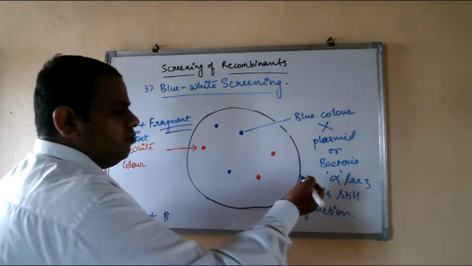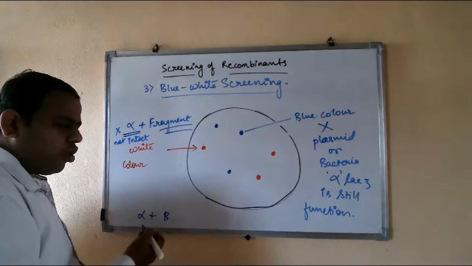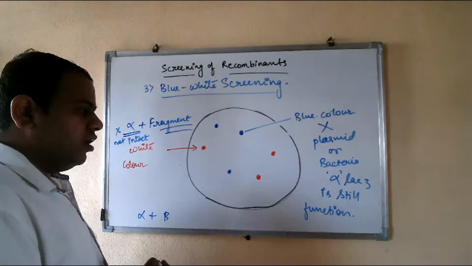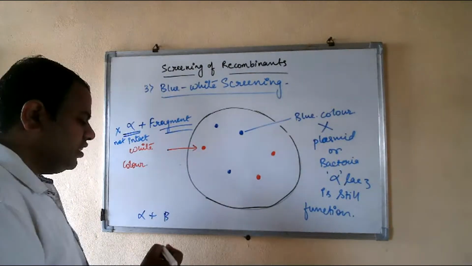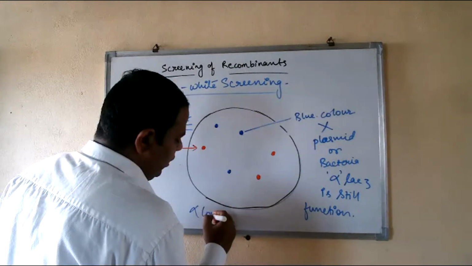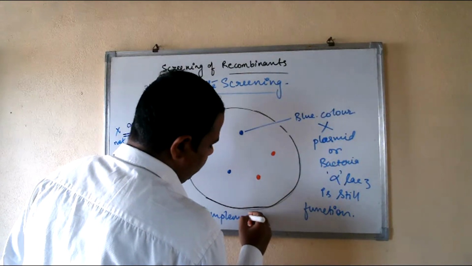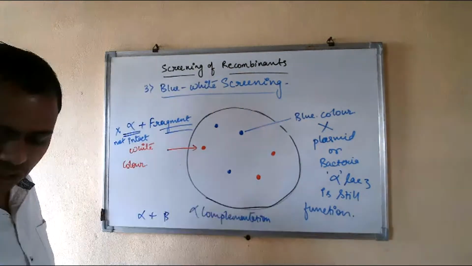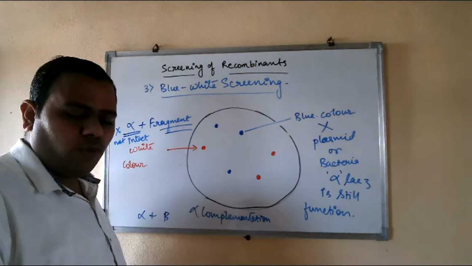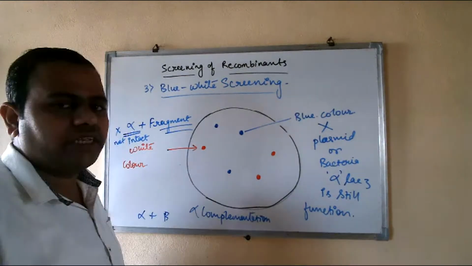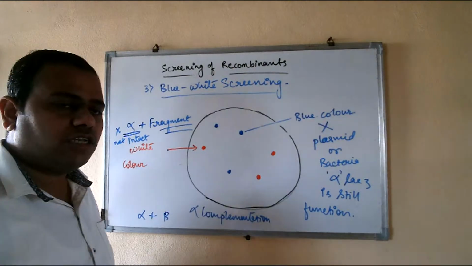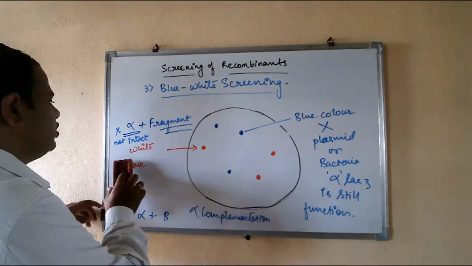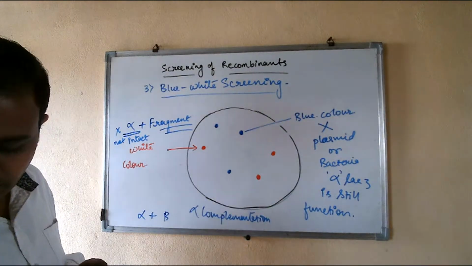Since in the blue colored colony the alpha portion complements with the beta portion of the lacZ gene, it is called alpha complementation. So this is the whole process of blue white screening. I hope you have understood this. Now let's go to the next topic.